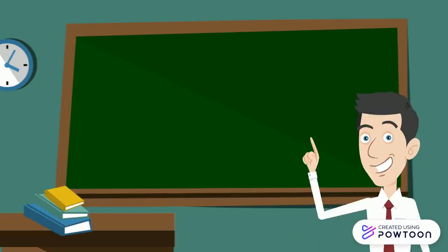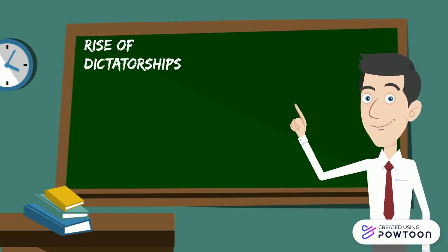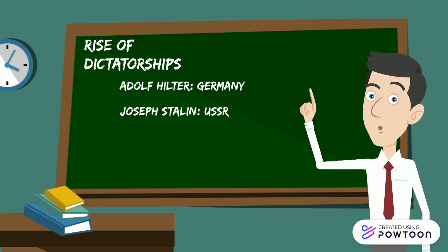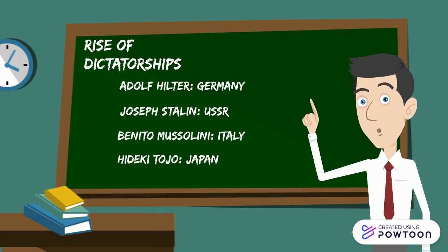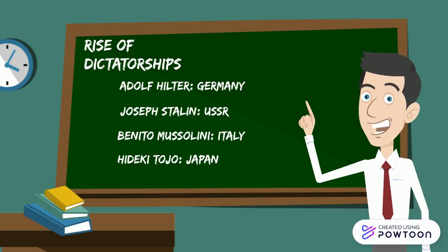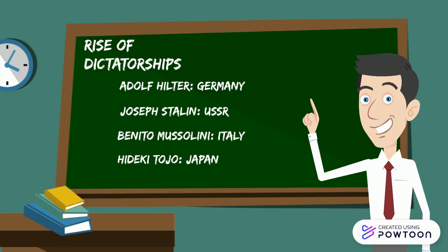The first cause that we see is the rise of dictatorships, in which we see four men come to power: Adolf Hitler from Germany, Joseph Stalin from the USSR, Benito Mussolini from Italy, and Hideki Tojo from Japan. These four men are going to come to power through various means, through promising people relief from harsh living conditions and using nationalism to rally the people's support.